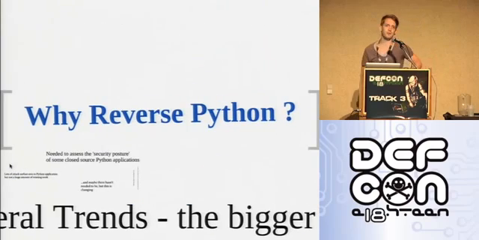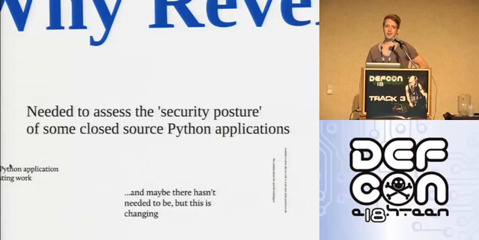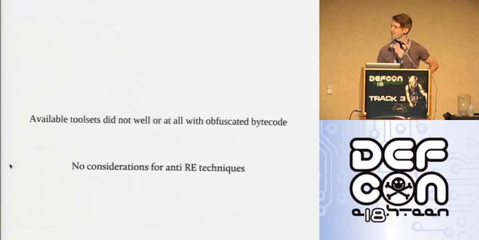So why reverse Python, which is probably a good question to begin with. Most people reverse at C or the assembly layer. I needed to assess the security posture of some closed source Python, and the people who wrote that application had gone to some length to try and stop me assessing that security posture. So obviously it was a personal challenge that I would defeat them.